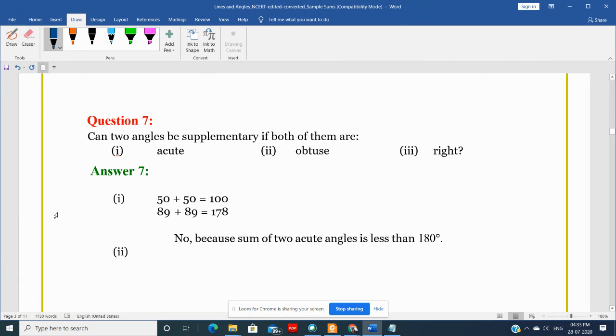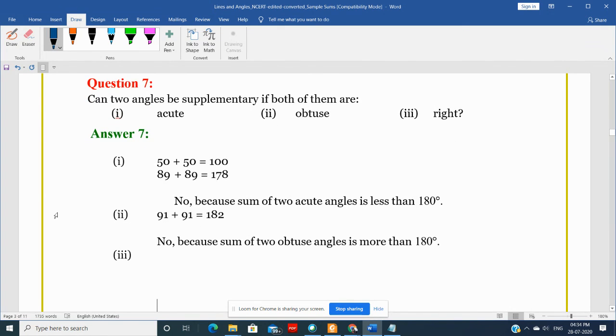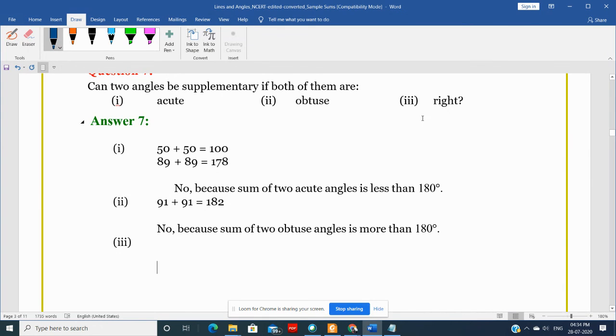Now let's talk about obtuse angles. Obtuse angles means more than 90 and less than 180. Again, we will try with the minimum angle and also the maximum. So obtuse means let's say 91 plus 91. That would give me 182. That's not possible. So even with the minimum it is not possible. Will it be possible with the maximum? No. So we can say no, because the sum of two obtuse angles is always more than 180.